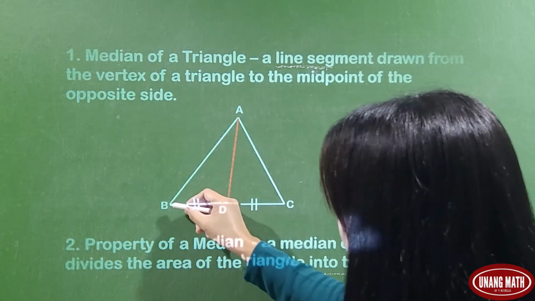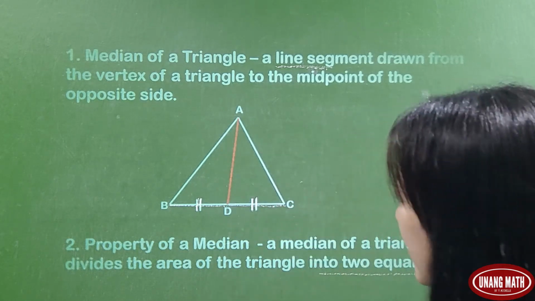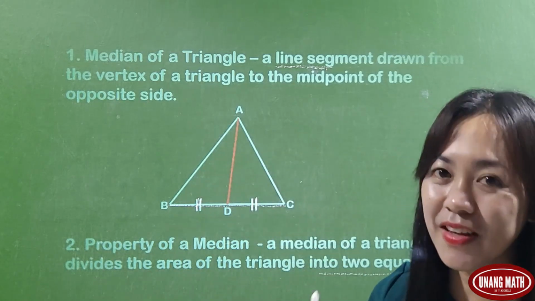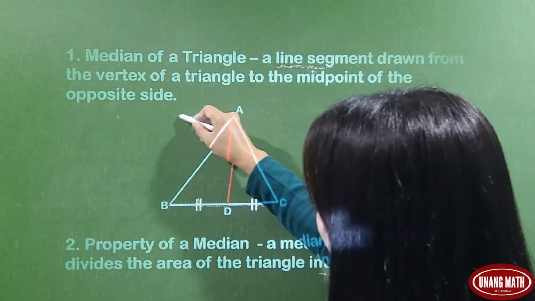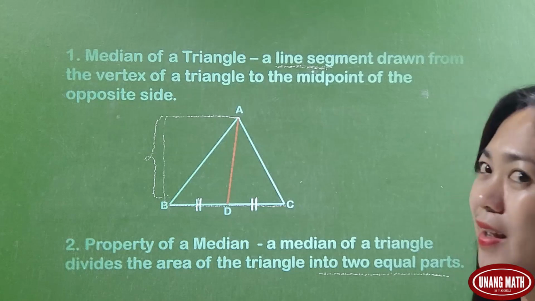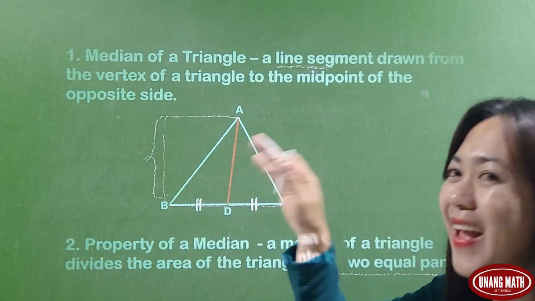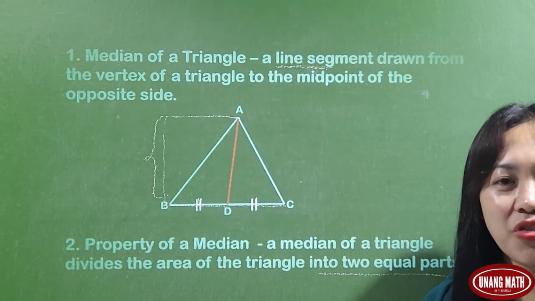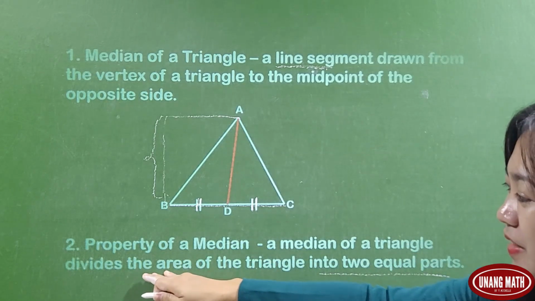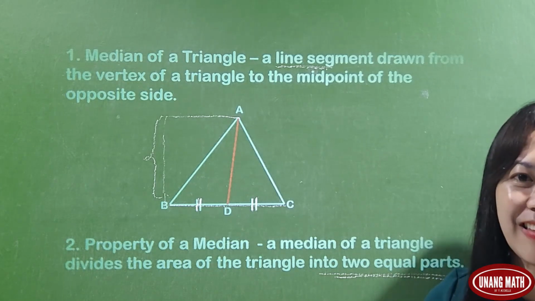Okay, why equal? Take note, this length and this length are equal. So it means bases of these two triangles are the same or equal. And also, the height of these two triangles are equal. So when two triangles have the same base and height, then the area of those two triangles are equal or the same. That's why the median of a triangle divides the area of the triangle into two equal parts.